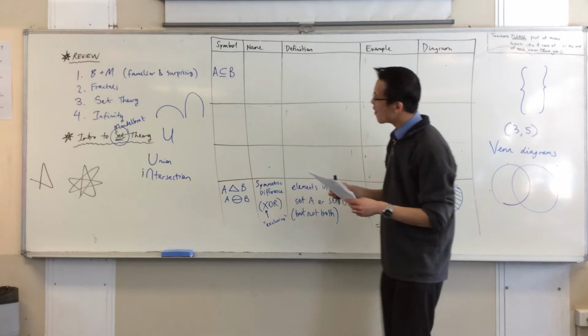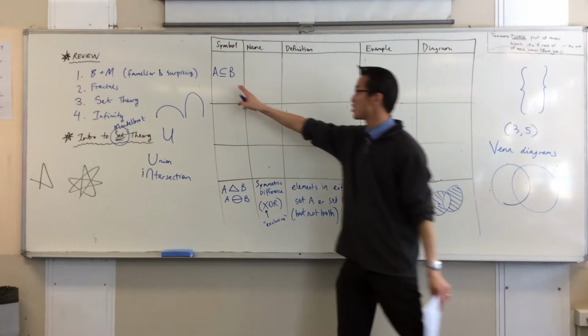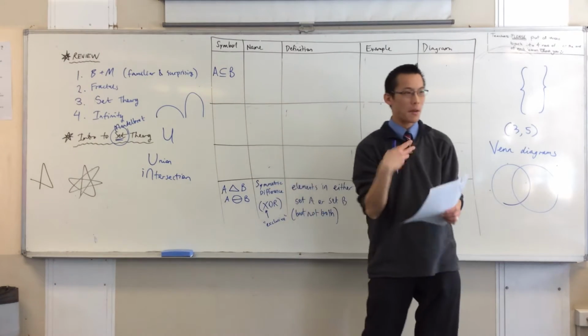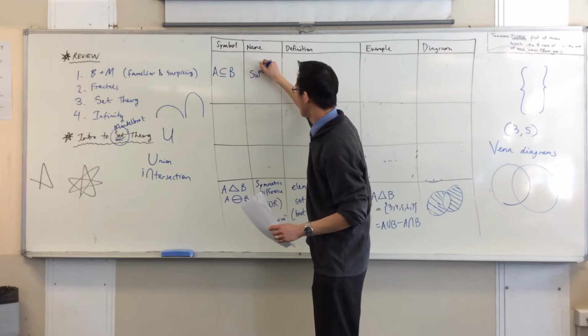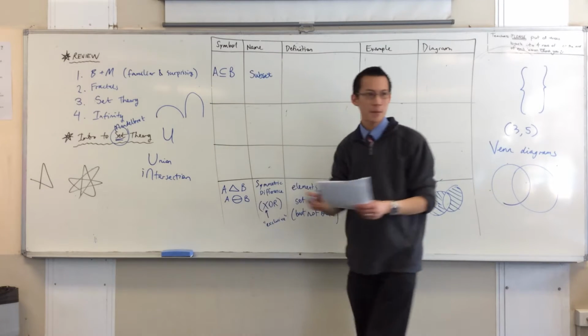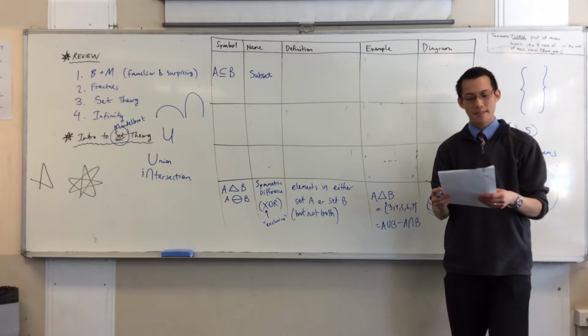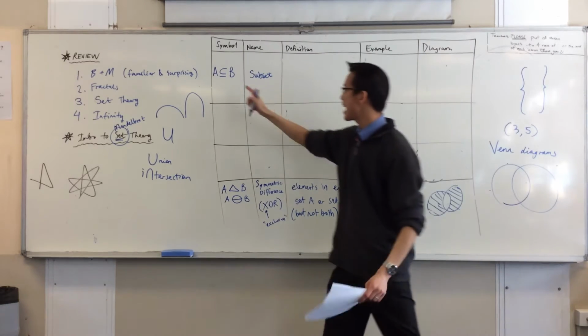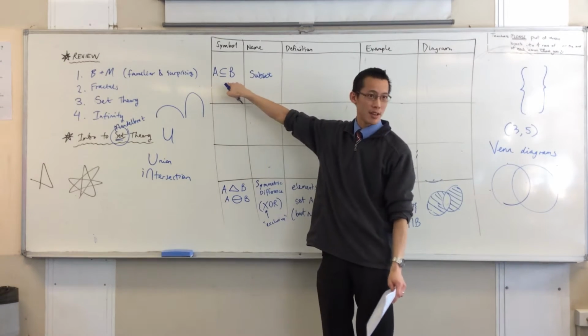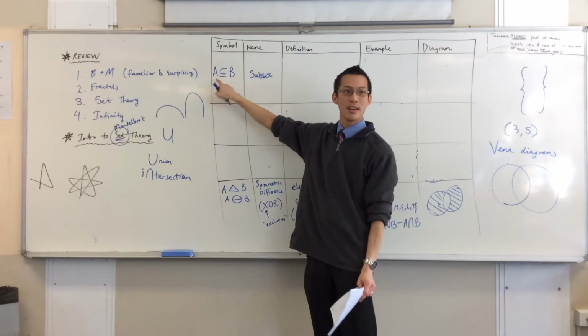And what does it mean? Now, it's a relationship between two sets. What it means is subset. So this means that everything that's in A is also in B. Everything that's in A is also in B.